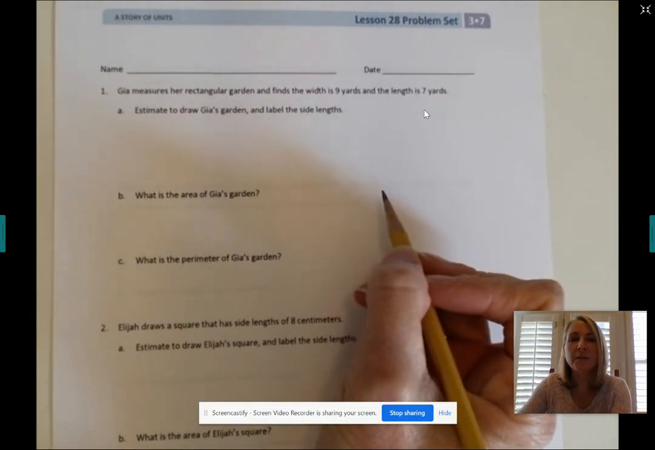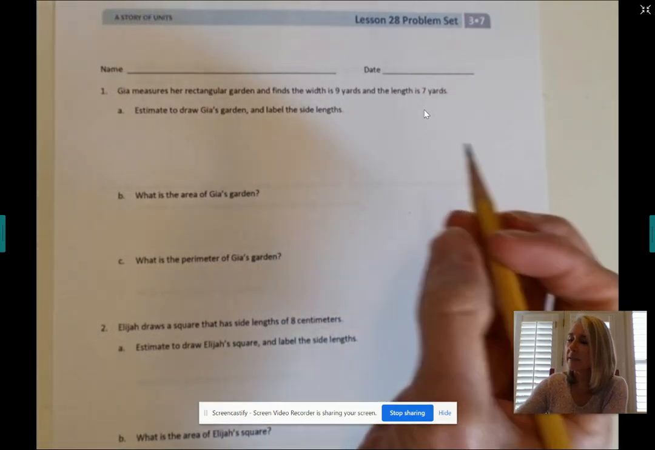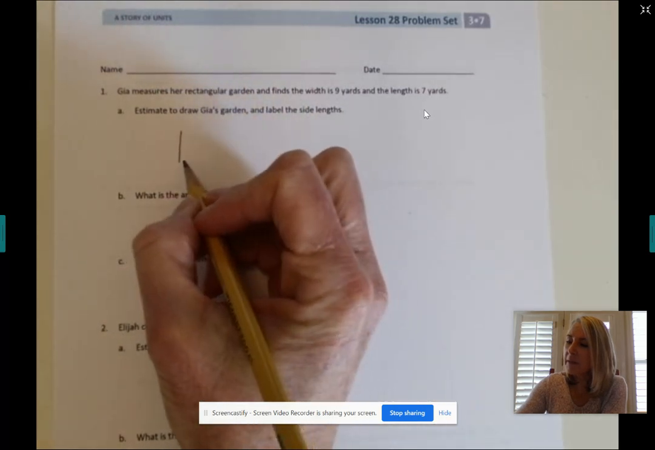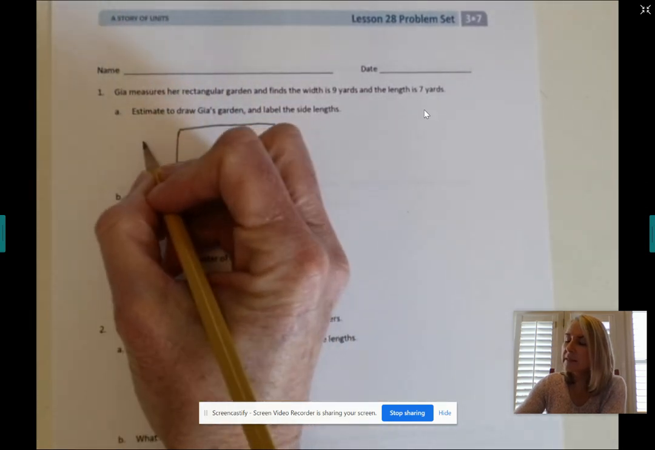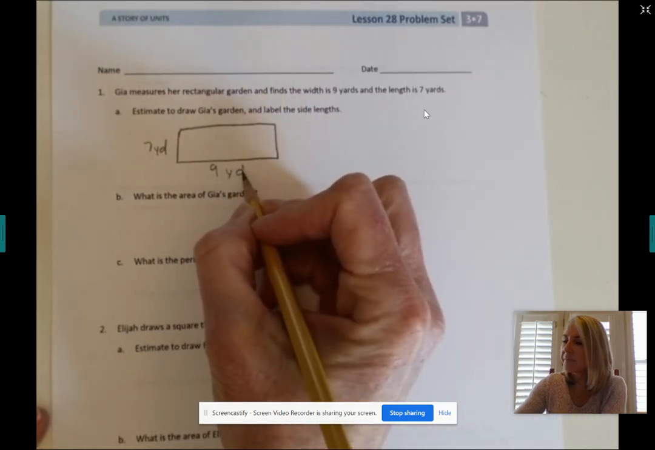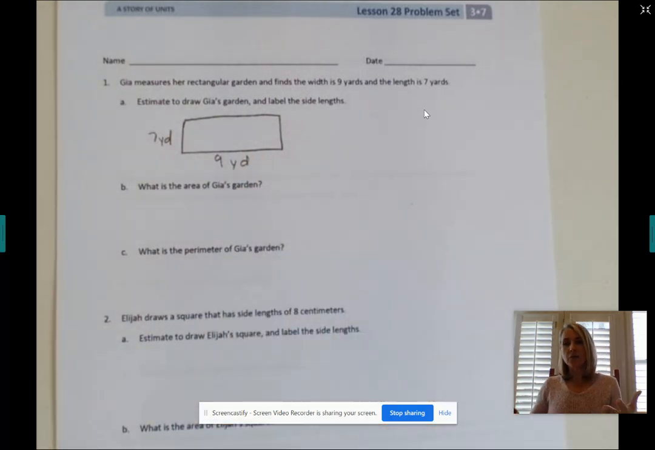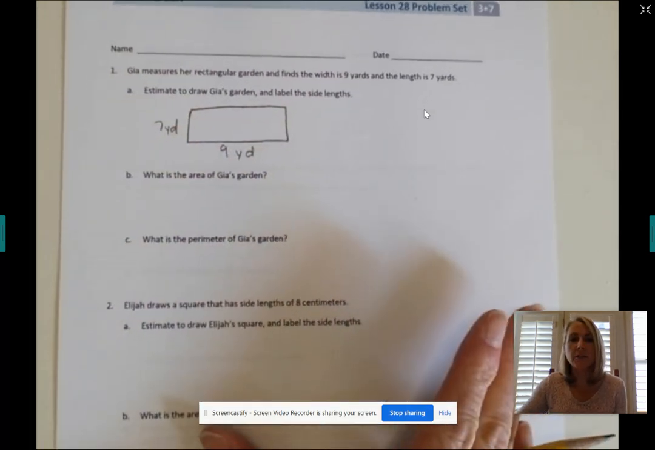So we have Gia measures her rectangular garden and finds the width is 9 yards and the length is 7 yards. Estimate to draw Gia's garden and label the side lengths. So I have a 9 by 7. I'm actually going to make it a 7 by 9 just based on this space I have. So we'll make this 7 yards and then we have this as 9 yards. When you're drawing, just make sure that your side lengths match the measurement in terms of a decent estimation.